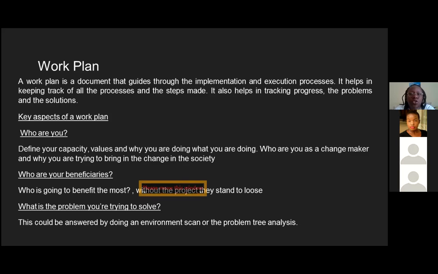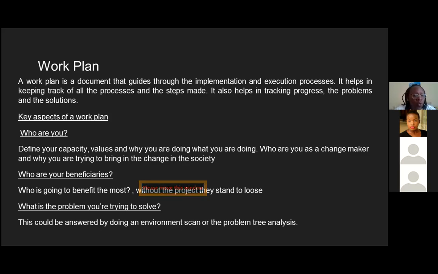It also helps in tracking progress of the problem and the solution. What are the key aspects that should be included in a work plan? So where are you? You have to define your capacity, you have to define your values, you have to define what you're doing, why you're doing it, and why you are the change maker, and why you are trying to bring the change in the society.